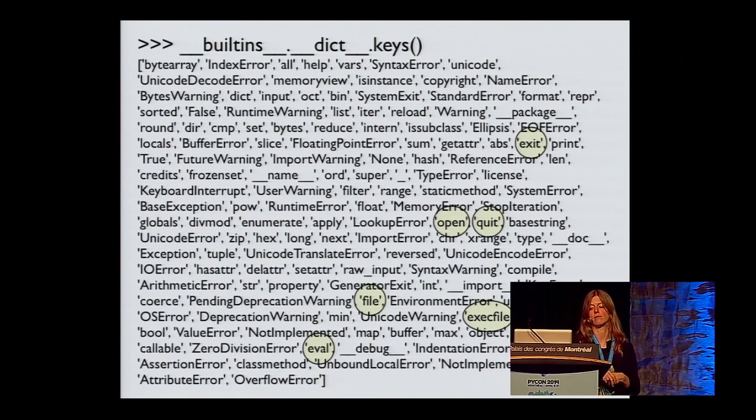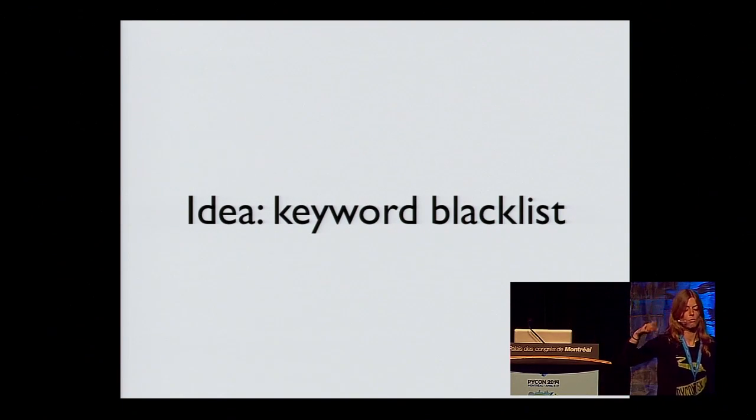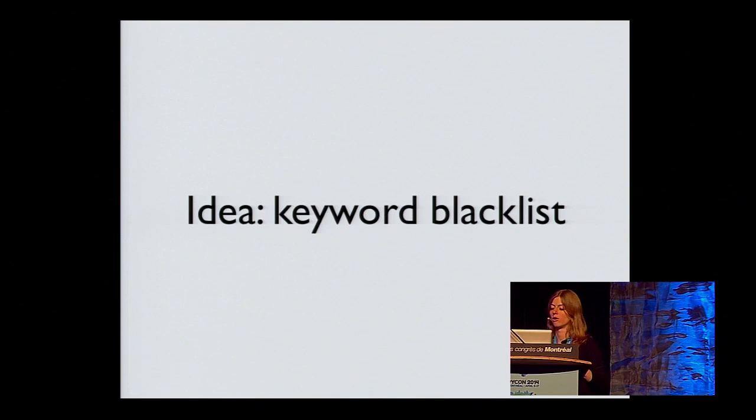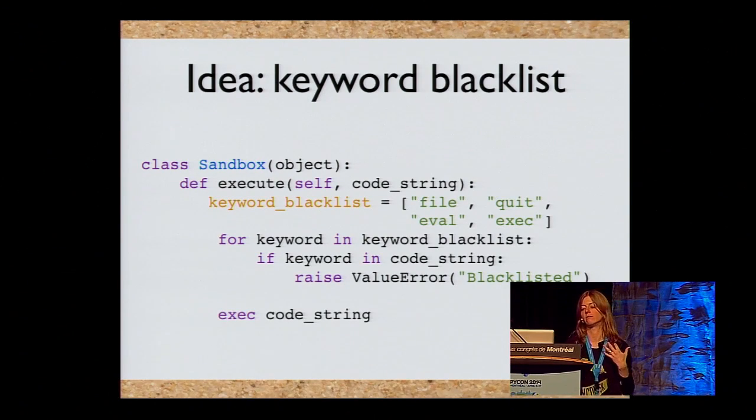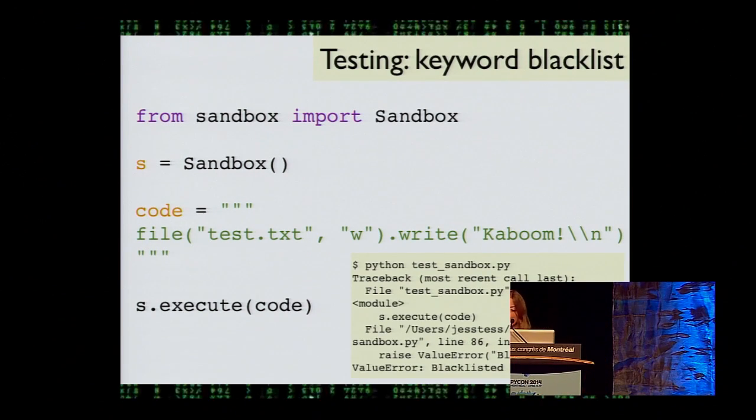So how do we disallow the execution of problematic built-ins? Starting to build up the functionality of our sandbox. So, okay, here's one idea, just spitballing. What about a keyword blacklist? So, okay, you can't use file, you can't use eval, you can't quit. We're passing in a code string. If we see the word file in our code string, raise a value error instead of actually executing it. Okay, sounds like a plausible idea. And if we try this with our keyword blacklist, this will in fact fail with our value error.